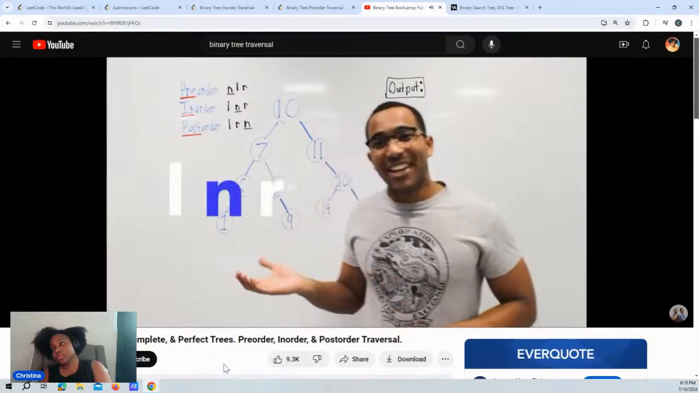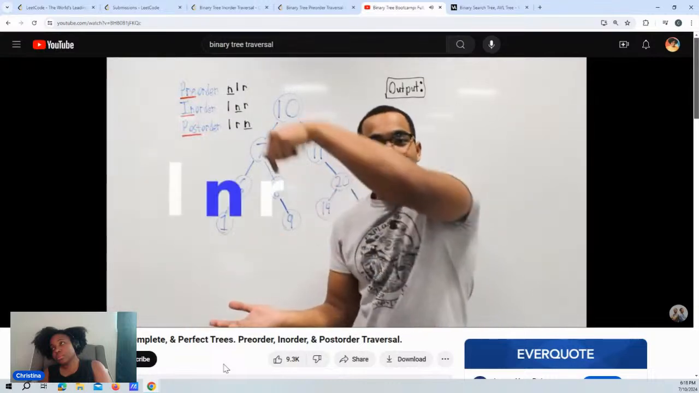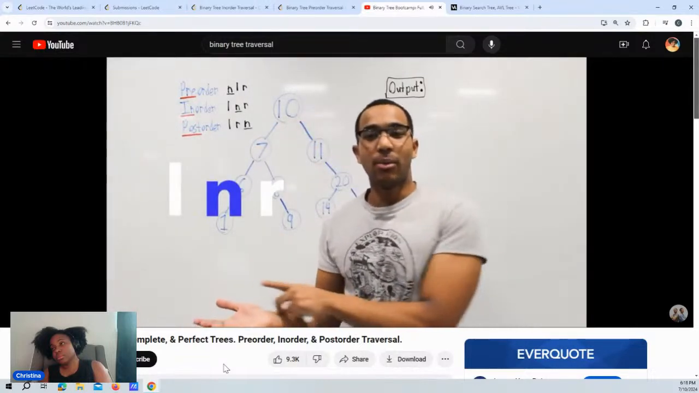So for in-order, think of it as in. So left subtree, visit the node, and then visit the right subtree. Do you see how it's in? Do you see how it's in the middle? That's how you remember in-order traversal.